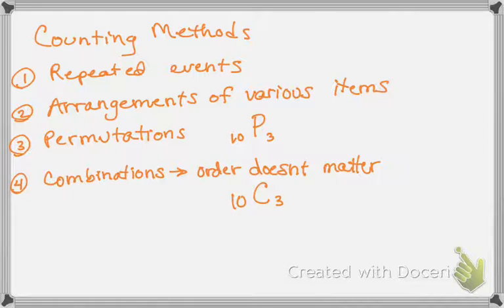The second is arrangements of various items, such as wardrobe or how many options you can have at a restaurant. The third one is permutations. This is how many possible ways you can arrange people in a photograph. And the last one is combinations, where order doesn't matter when you're doing arrangements.